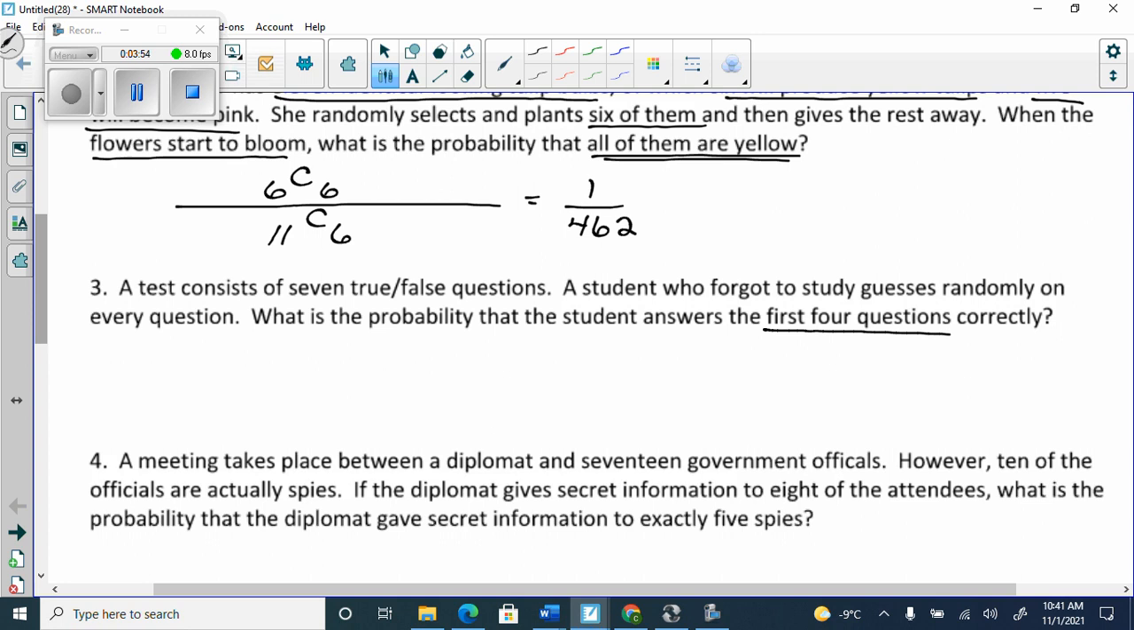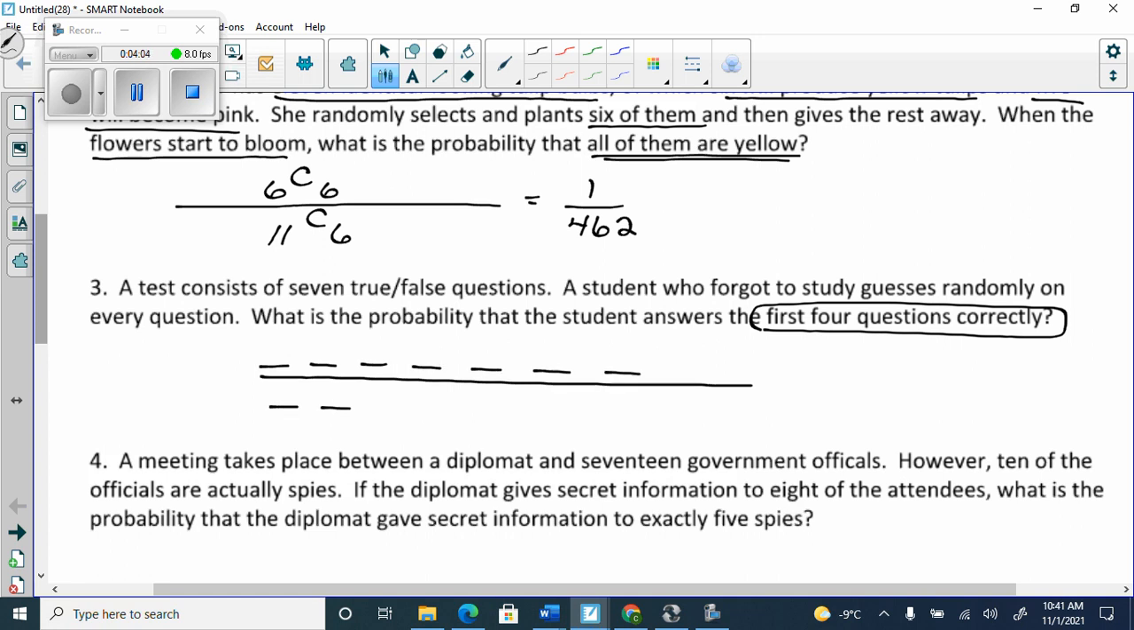So this only affects the top, first 4 questions correctly. So we have 7 questions. 1, 2, 3, 4, 5, 6, 7. We have 7 blanks on the top. We have 1, 2, 3, 4, 5, 6, 7 on the bottom. Correct? It's a good thing about these. If you have blanks on the top, you're going to have the same amount on the bottom.